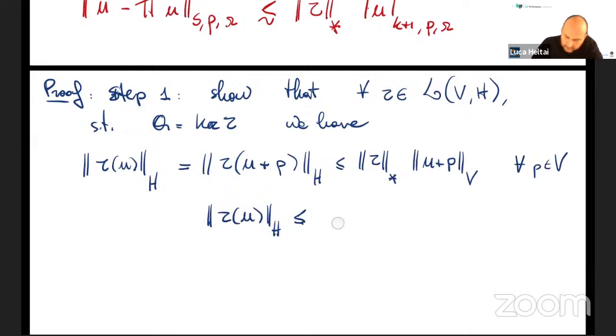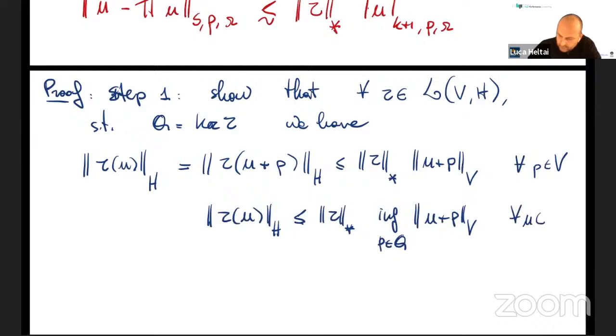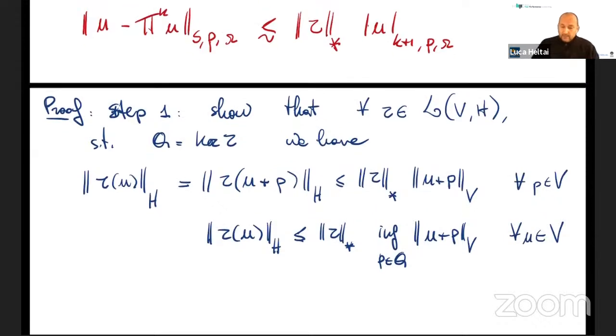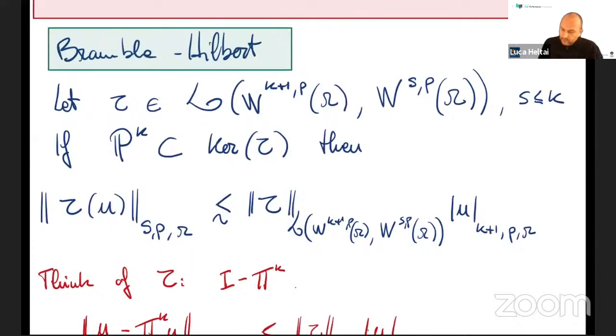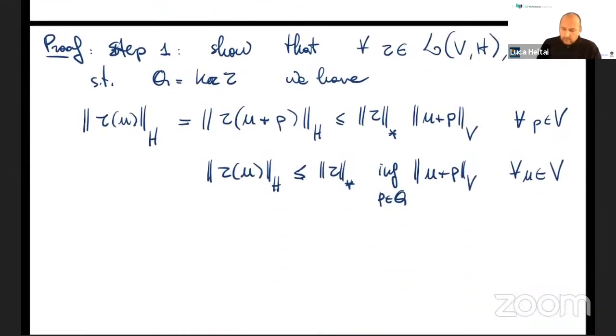And it's saying that, let me use tau star here, I can take this to be the infimum for P in the kernel of tau. And this is for any U in capital V. Okay? That's very simple. And of course, it's not the same thing that we had above. The reason is that above, what we have is the semi-norm U k plus one in p omega. So in some sense, we want to show that for some specific choices of the spaces that you have over here, this infimum is equivalent to taking the semi-norm U k plus one.